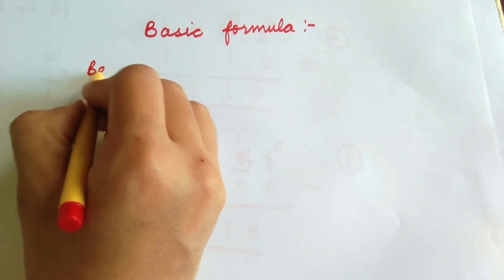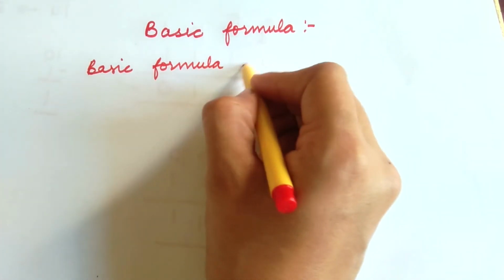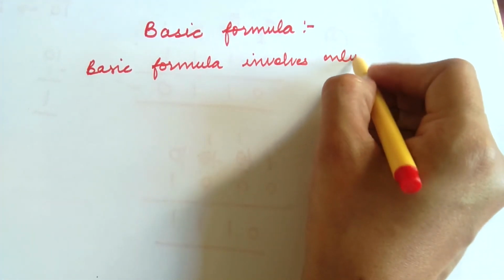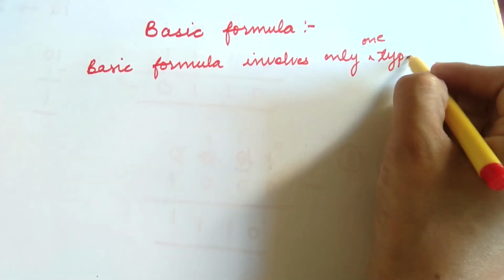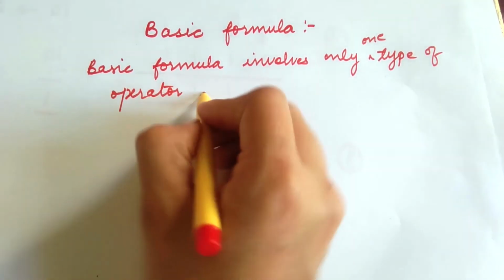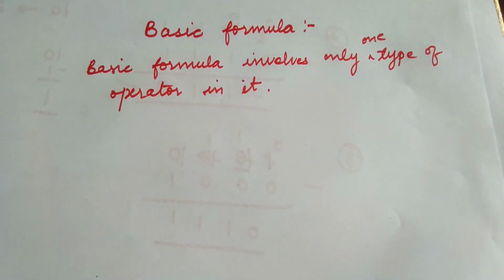A basic formula involves only one type of operator in it, right? So let's create a formula to calculate a sum using cell addresses.